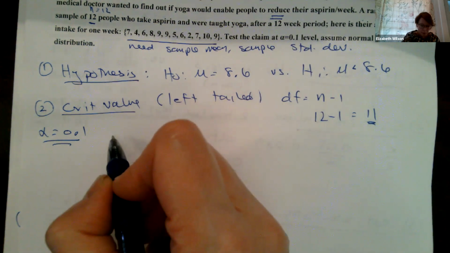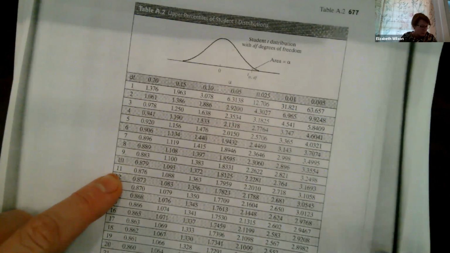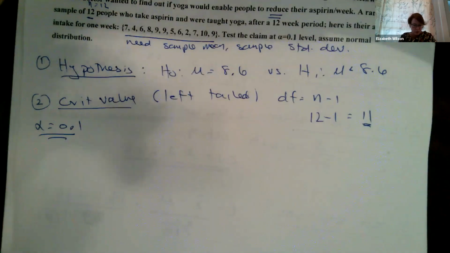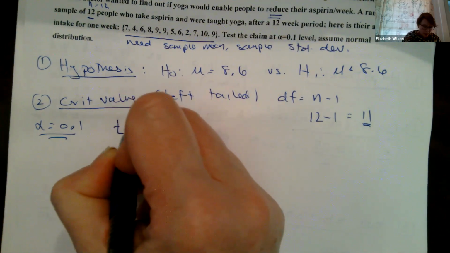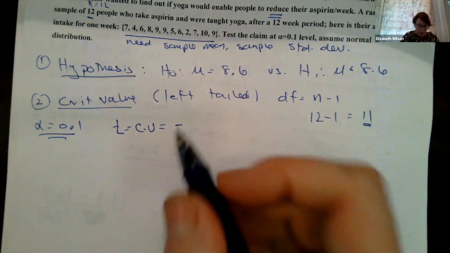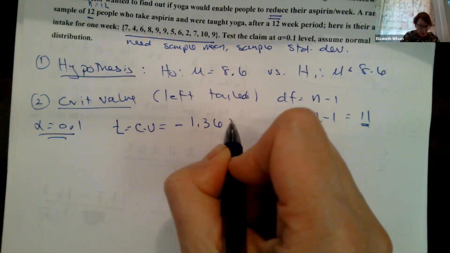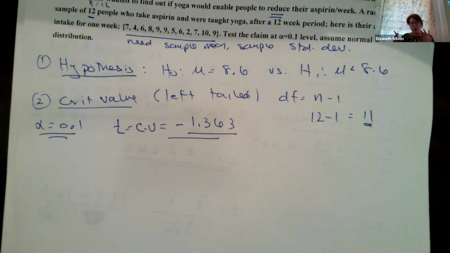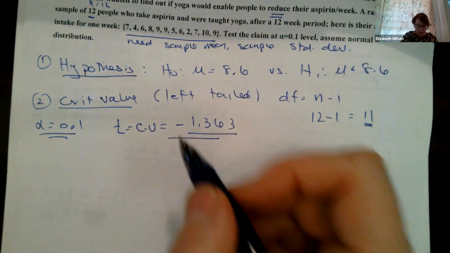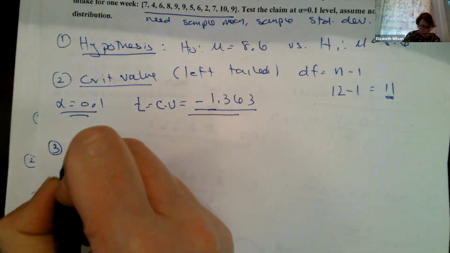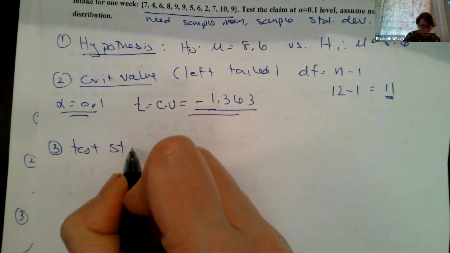Okay, so I'm looking this up on my table. Degrees of freedom equals 11, alpha equals 0.1. I'm looking right here. So I get my critical value, but it's going to be negative because it's on the left-hand side, minus 1.363. My table only gives it to me as positive, so you need to be able to think, oh, it's a left-tailed test, I have to make it negative. Okay, so be careful about that. Now we get to calculate out our test statistic, which comes from our sample data.